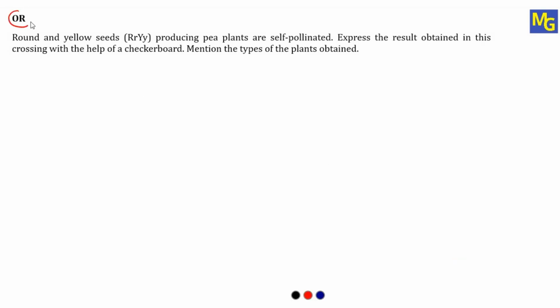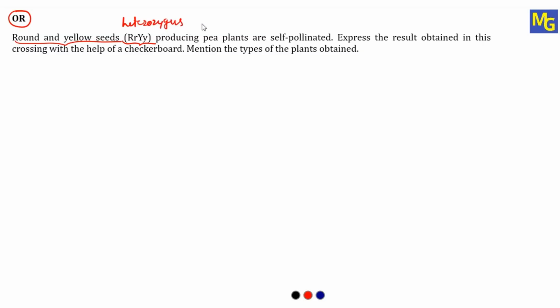So now we are going to solve the OR option in this question. So here we have an internal choice. See the question, round yellow seeds. We are going to take a pea plant giving round and yellow seeds. You can see the genes, it is given capital R, capital Y, small y. So it is heterozygous.